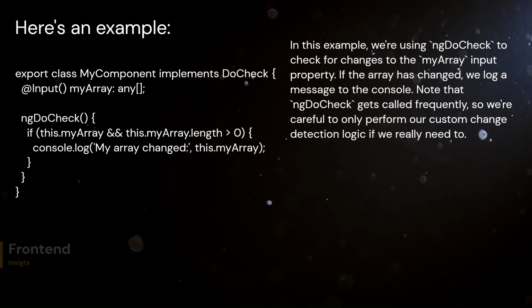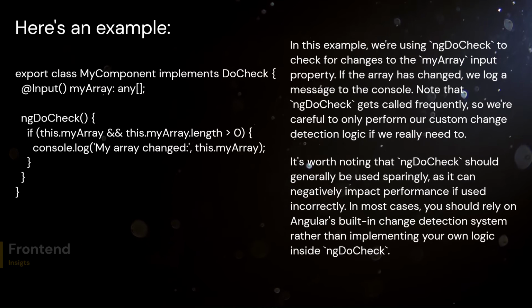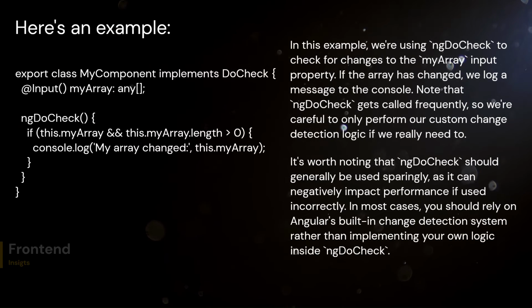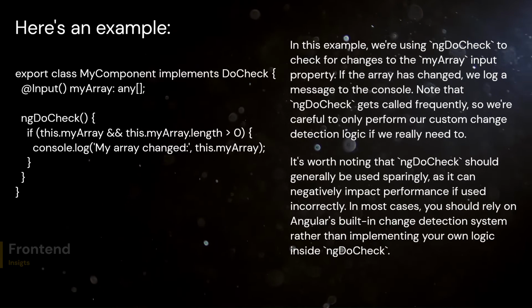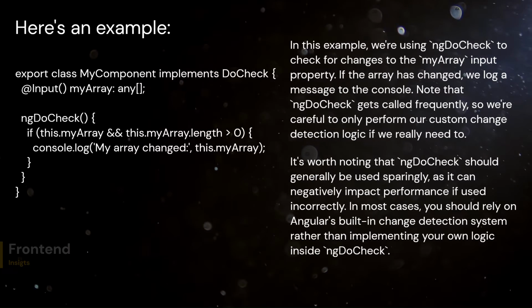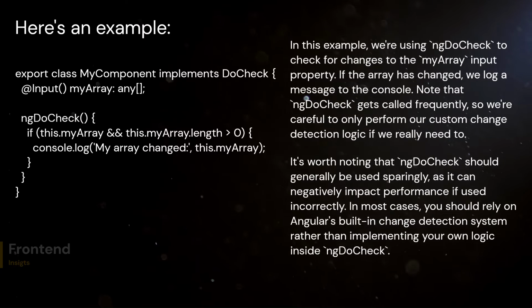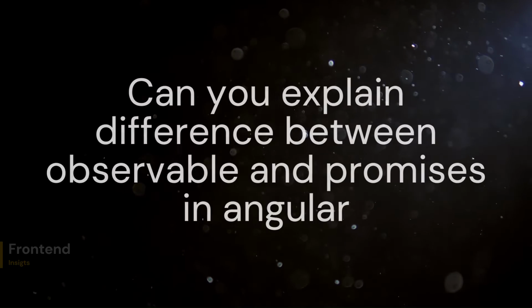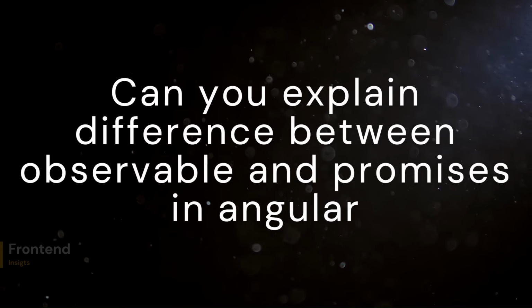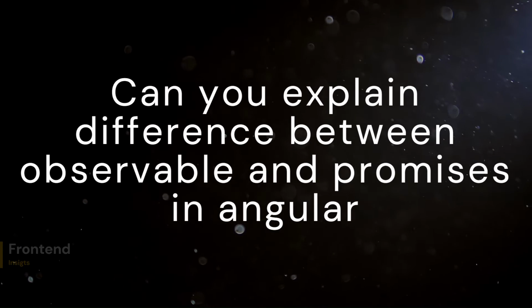It's worth noting that ngDoCheck should generally be used sparingly, as it can negatively impact performance if used incorrectly. In most cases, you should rely on Angular's built-in change detection system rather than implementing your own logic inside ngDoCheck. Can you explain the difference between observables and promises in Angular?